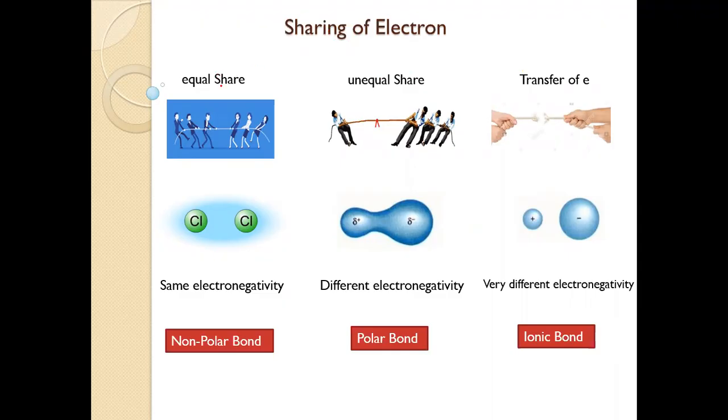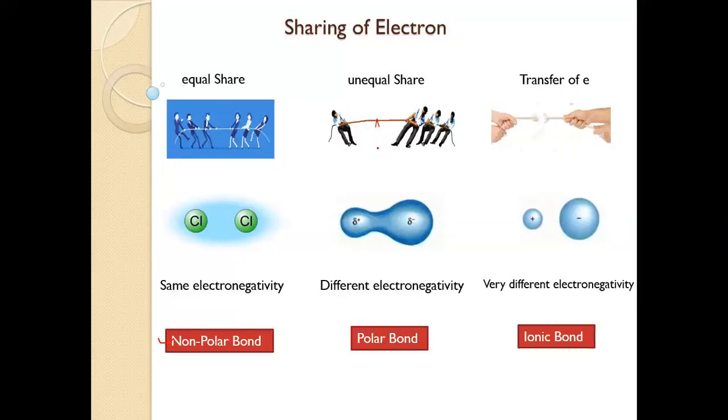Now when there is equal sharing of electrons, the example here is Cl2. Due to what? There is the same electronegativity of both the atoms. That's why equal sharing of electrons takes place. And generally in this case, which type of bond is formed? Non-polar bond is formed when there is equal sharing of electrons. Now the second part is unequal sharing of electrons.